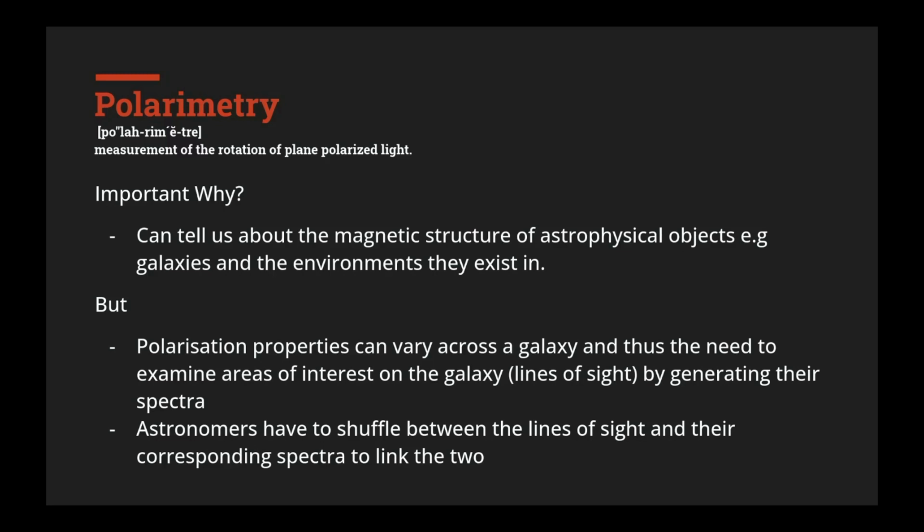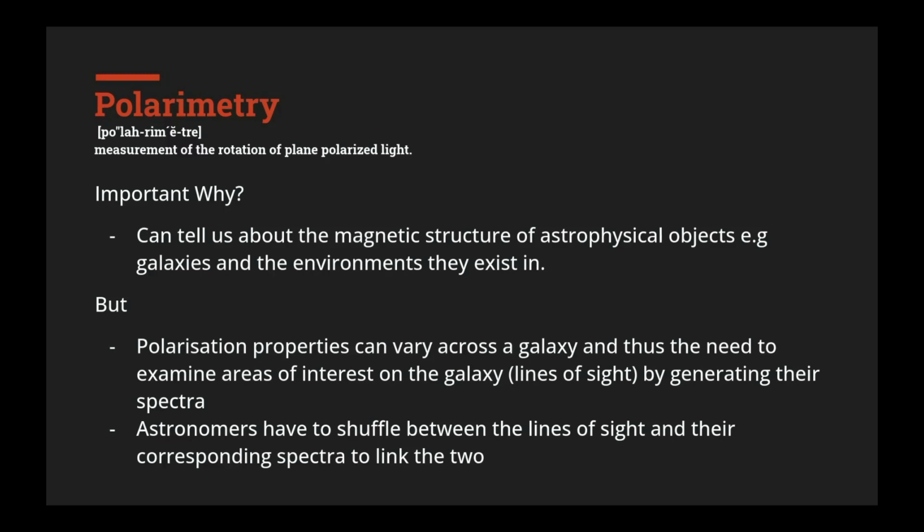But polarization properties can vary across a galaxy, and this means that there is a need to examine different interesting areas on the galaxy, which we call lines of sight, in an attempt to get a clearer understanding of the variation of the magnetic field. Astronomers do this by generating various plots of spectra, and that means plots showing variation of magnetic fields across wavelengths of each line of sight.